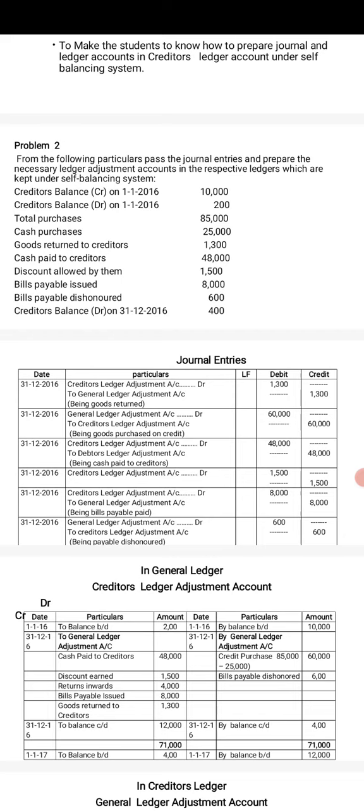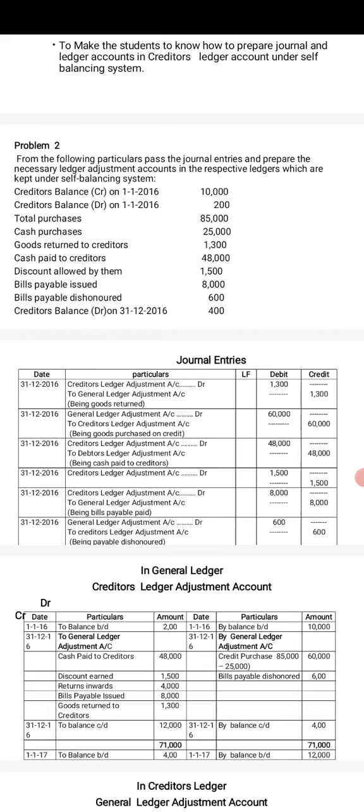I pass journal entries. First, goods returned by the company to the suppliers. Then I pass the journal entry for credit purchases. Then I pass the entry for cash paid to creditors and bills paid. Later I pass the entry for bills payable dishonoured. First, you have to pass the entry for goods returned to creditors.